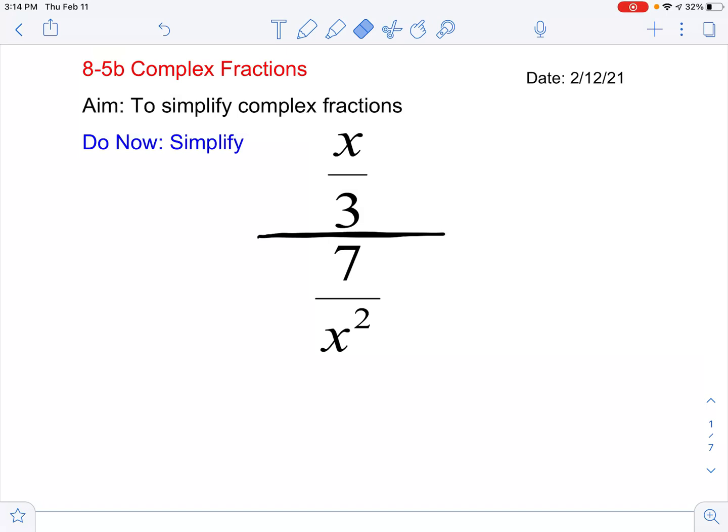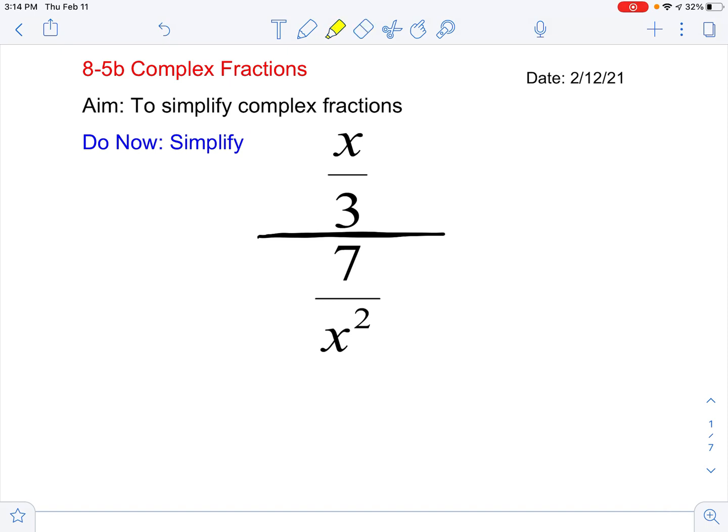Hey guys, today we're going to be finishing up 8-5 and we're going to be talking about something called a complex fraction, which is exactly what you think. A really big fraction that's pretty complex. So the aim of today is going to be to simplify them, to try and reduce them as much as we can. So right in our do now, we actually have a complex fraction.